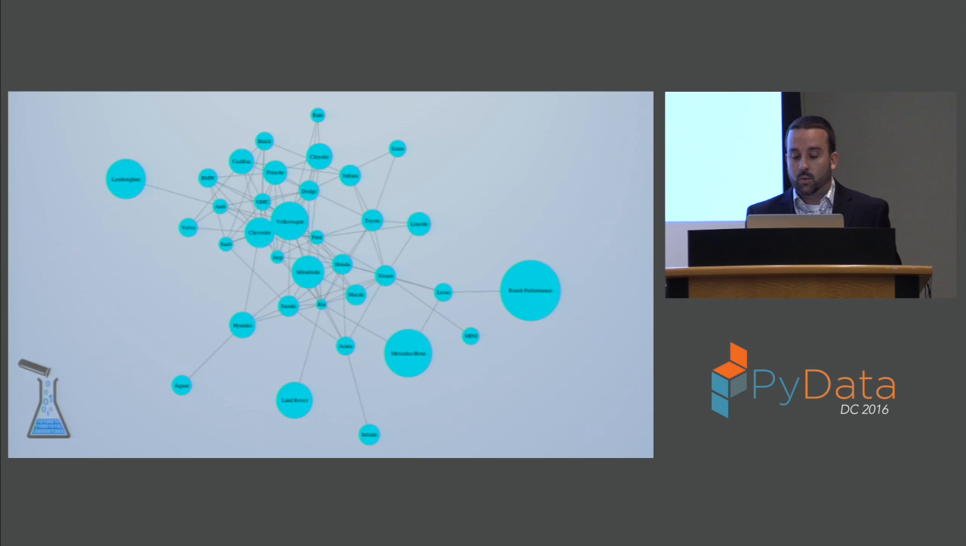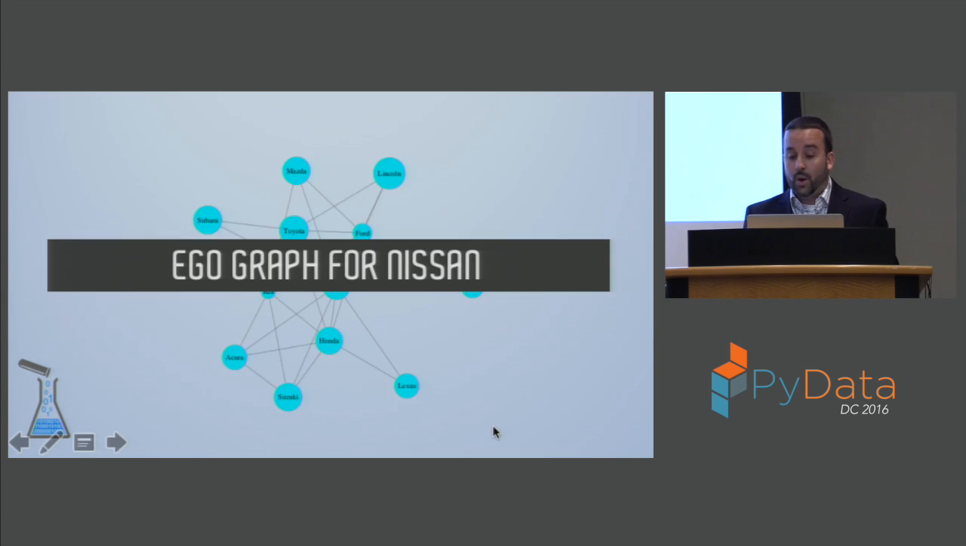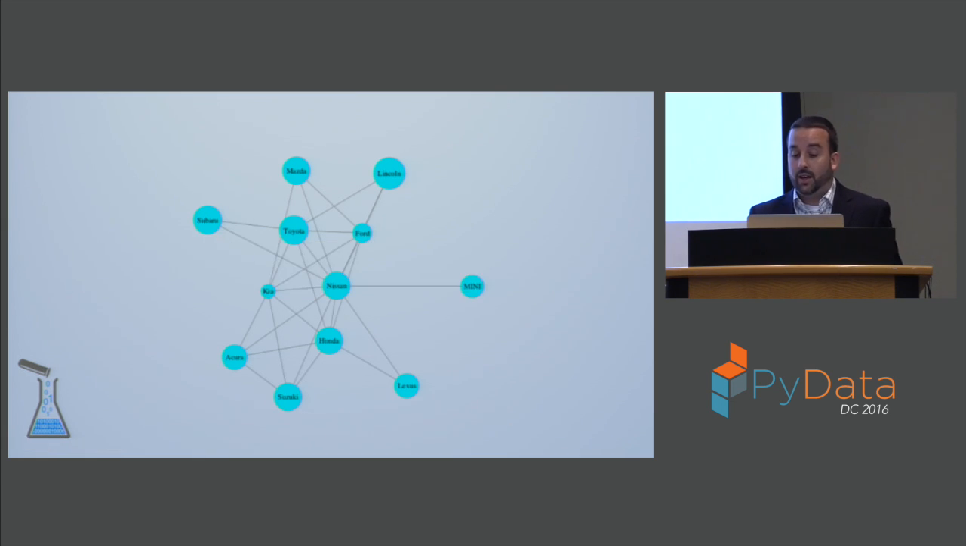And so what I usually like to do from here is to filter this down and take a look at an ego graph for a specific node. And so I went ahead and I created an ego graph for Nissan here. And here you can see that they're now at the center of the network. And you can also see all the other companies that they have vehicles in common with and how those are all connected to each other. So a lot easier to see here at this point.